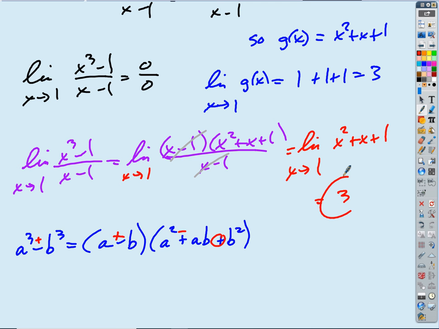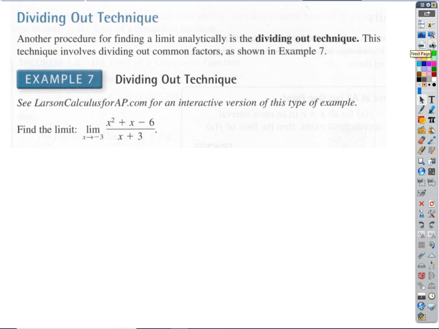Okay? So we could call this like a cancellation technique. If you've got a rational function, ratio of polynomials, and I've got an indeterminate form result where I try to evaluate directly and I get 0 over 0, this technique will always work. Okay, try one. Try that one real quick. In this book, they call it the dividing out technique. That's fine. Cancellation technique, dividing out, whatever.